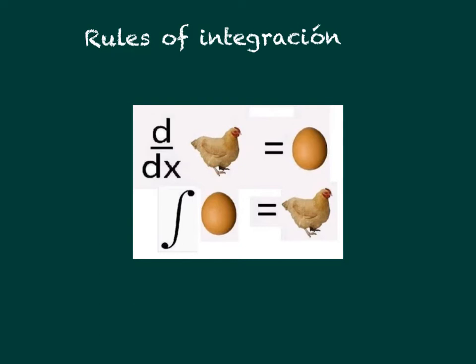It says the derivative of the chicken with respect to x equals the egg. Now the integral of the egg equals the chicken. Is that clear? So we're doing the opposite operation. I'm going to adjust a little thing here because here we're missing the dx. Okay, now this image is perfect. Let's start with the examples.